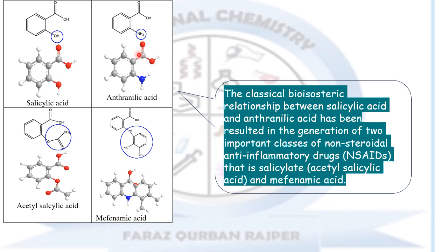And if this NH2 group of anthranilic acid is further modified with a heterocyclic ring, it will get converted into mefenamic acid. So what we have observed is that the classical bioisostere can also be helpful in designing more potent, highly safer and effective NSAID drug molecules.